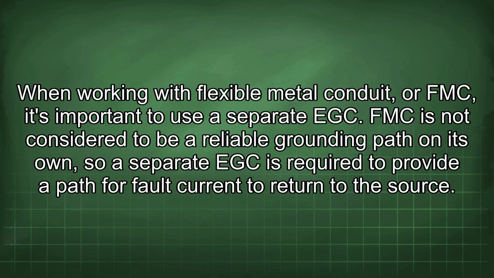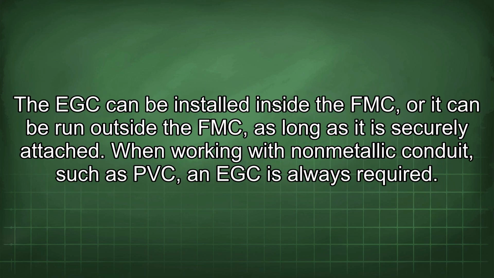When working with flexible metal conduit, or FMC, it's important to use a separate EGC. FMC is not considered to be a reliable grounding path on its own, so a separate EGC is required to provide a path for fault current to return to the source. The EGC can be installed inside the FMC, or it can be run outside the FMC, as long as it is securely attached. When working with non-metallic conduit, such as PVC, an EGC is always required.